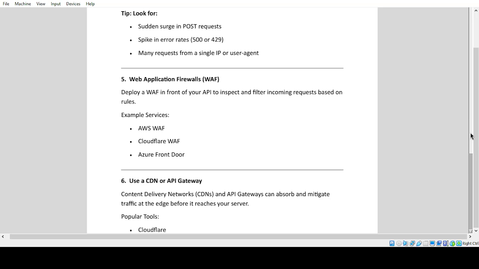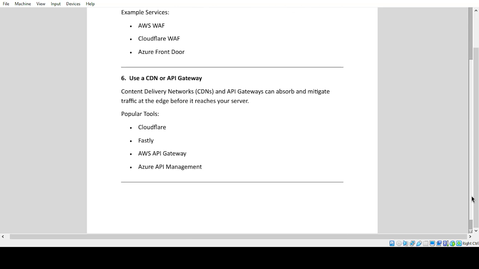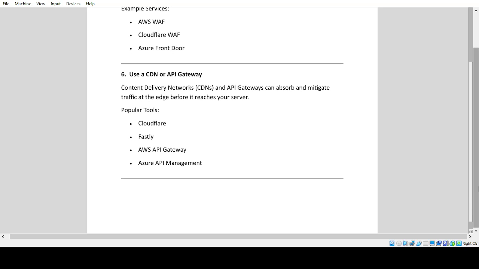6. Use a CDN or API gateway. Content delivery networks, CDNs, and API gateways can absorb and mitigate traffic at the edge before it reaches your server. Popular tools: Cloudflare, Fastly, AWS API Gateway, Azure API Management.